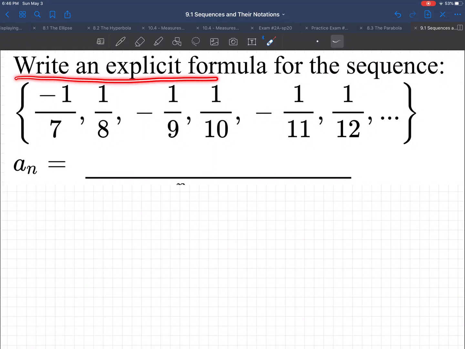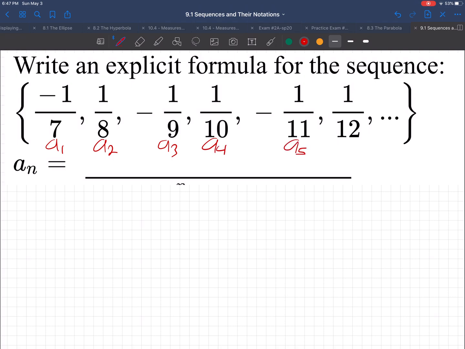Write an explicit formula for the sequence. So they give us this sequence. So we're working backwards basically on this problem. They're giving us the results. So in other words, this is a sub 1. This term is a sub 2. This term is a sub 3. This is a sub 4. This is a sub 5. This is a sub 6, etc.